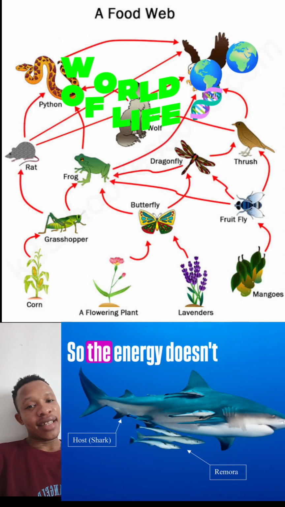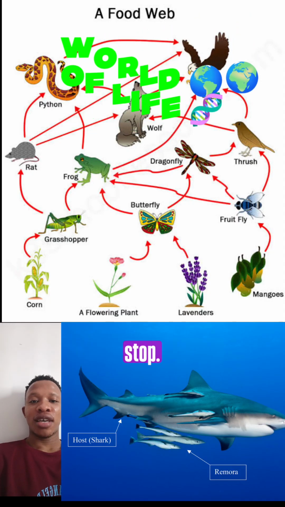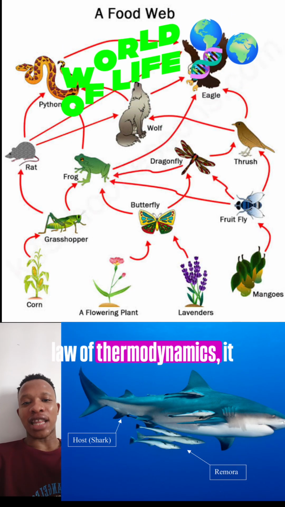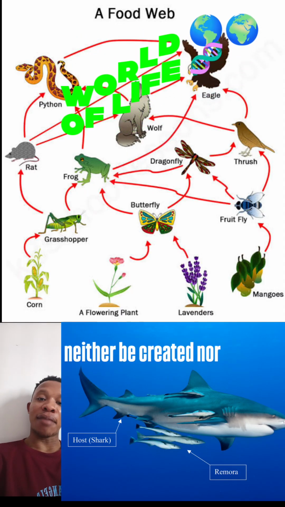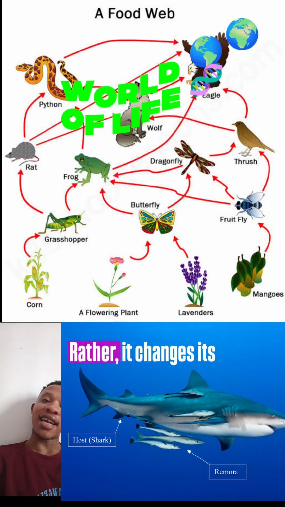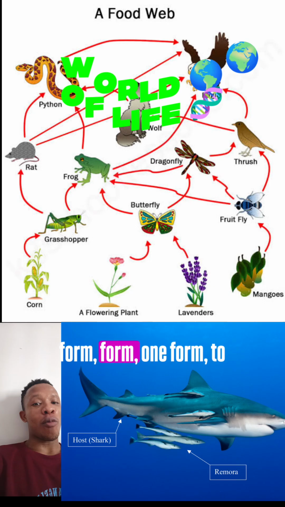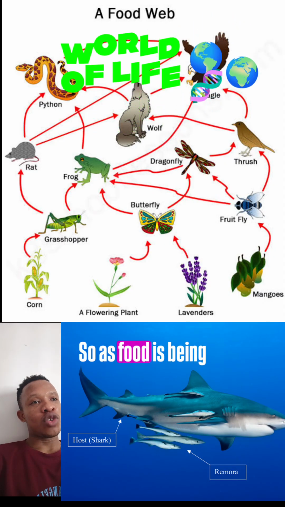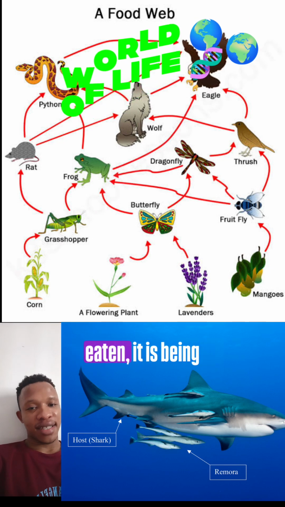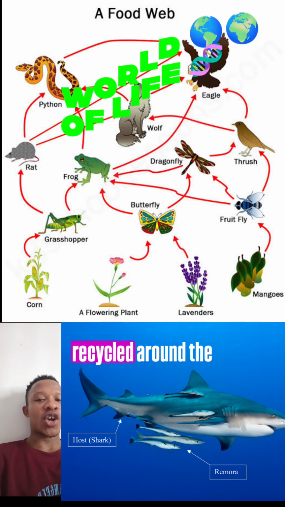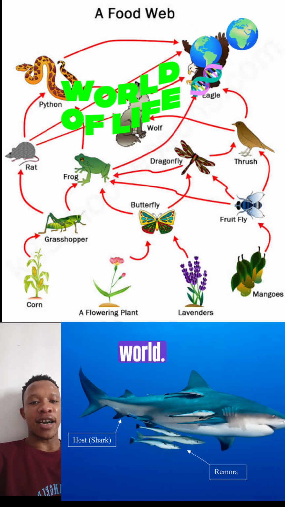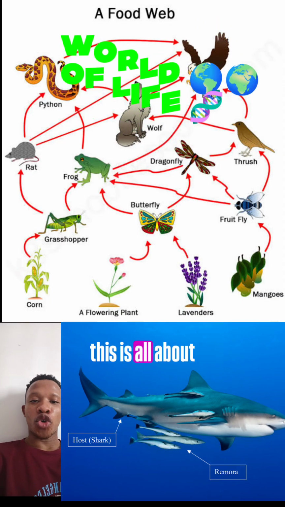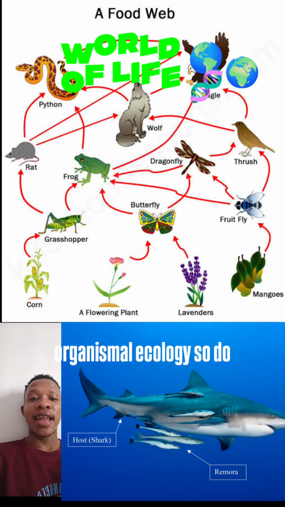Okay, so the energy doesn't stop. And remember, in physics, according to the law of thermodynamics, energy can neither be created nor destroyed, rather, it changes its form from one form to another. That is the law of thermodynamics. So, as food is being produced, it is being eaten, it is being recycled around the living world. Okay, so this is all about organismal ecology.